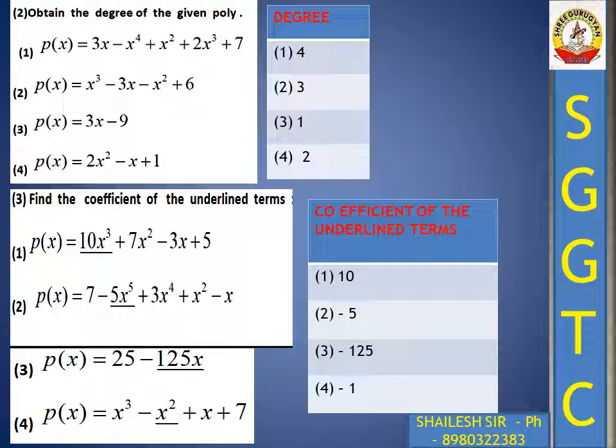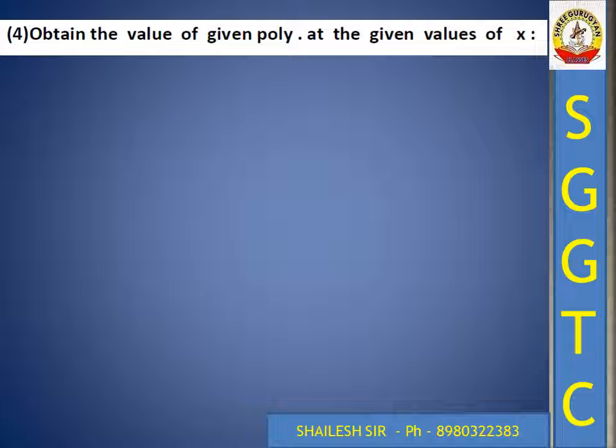Same as, look at that, in the second one, minus 5 x raised to 5. So x raised to 5 is your underlined term and that multiplication value is minus 5. Same as in the third one, the number multiplying the underlined x term is minus 125. So my third answer is minus 125. And the fourth one, similarly, is minus 1. So this concept is only for the coefficients, and in the above second question, the concept was only and only degree.